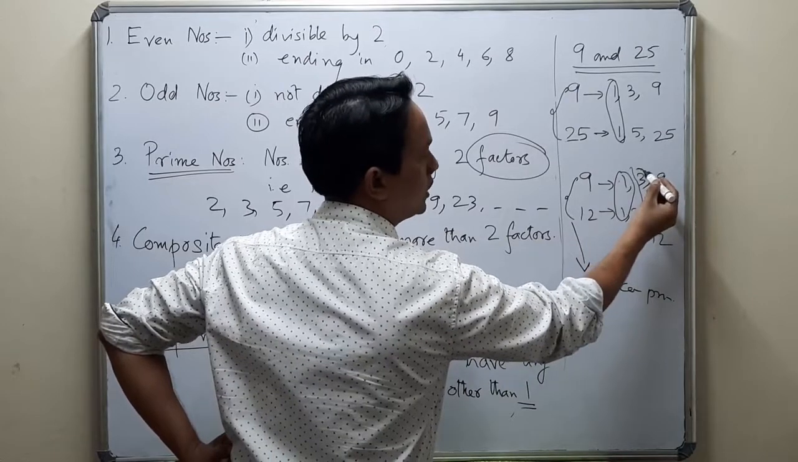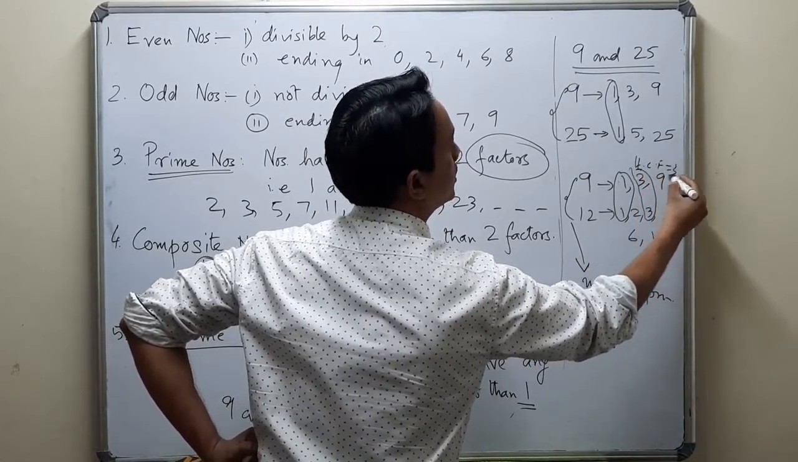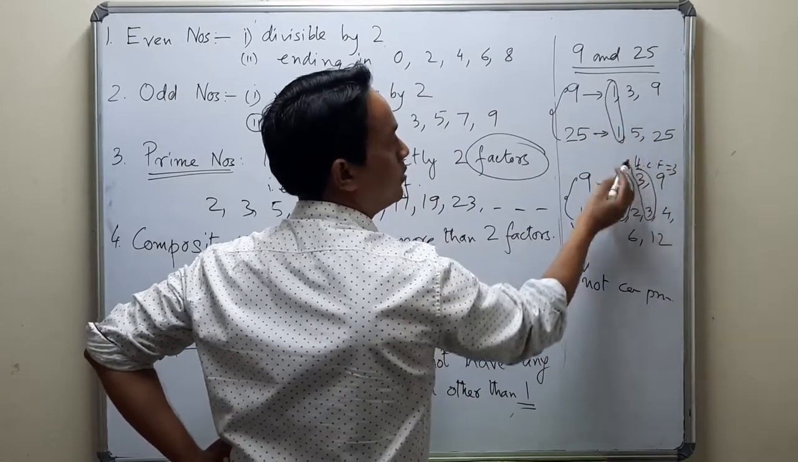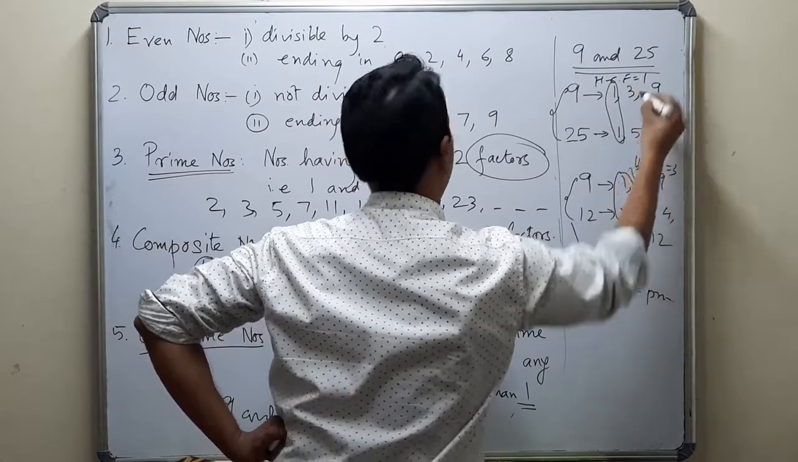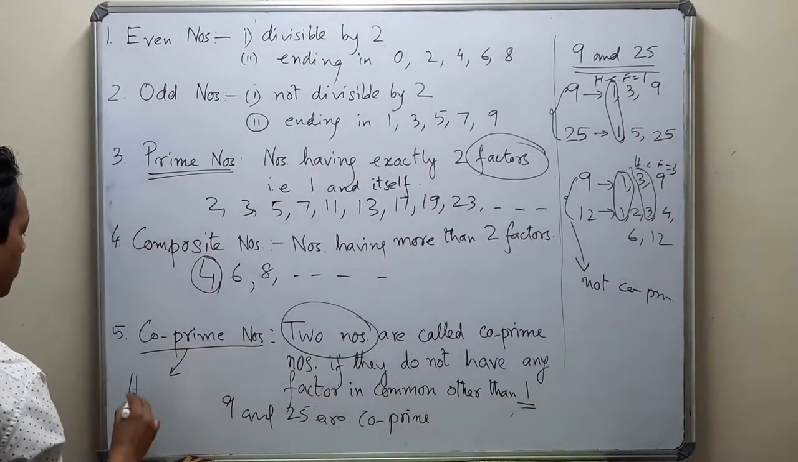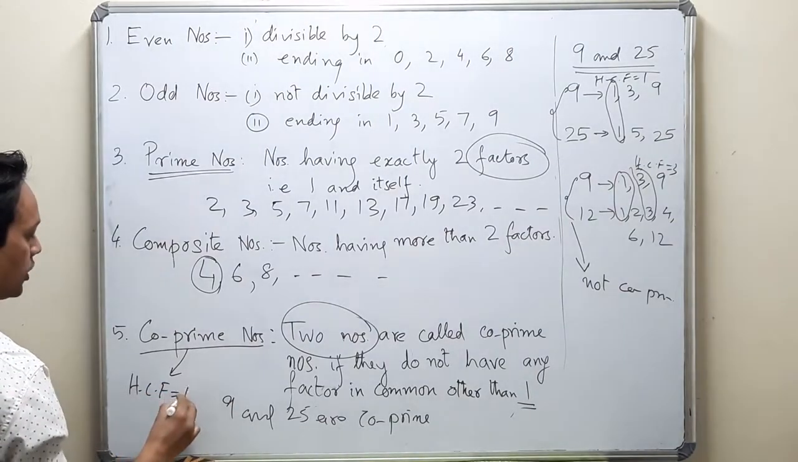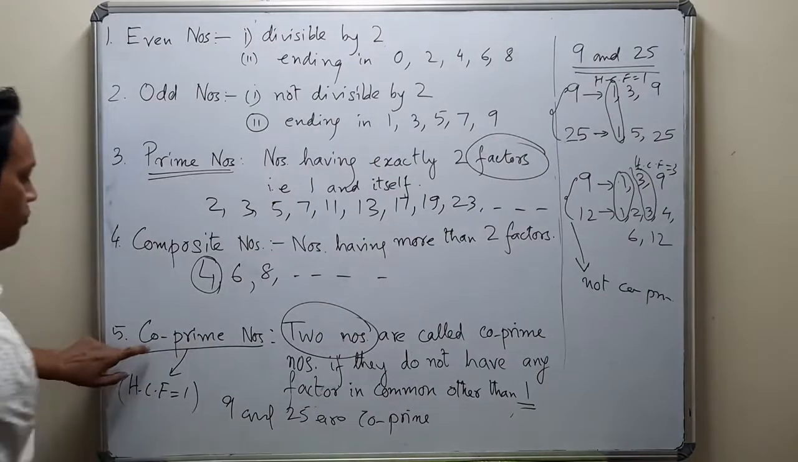So here we have 2 common factors. Among them the highest is 3. So here the HCF is 3. But in the co-prime case, the maximum common factor is 1. The HCF is 1. You can say co-prime HCF should be 1. So there's a very important point to remember here. Co-prime HCF will be 1. So if you are asked what is the HCF of 2 co-prime numbers, the HCF will be 1.